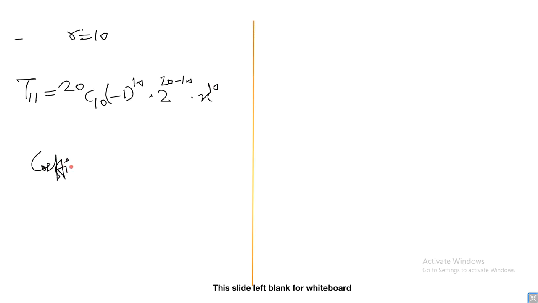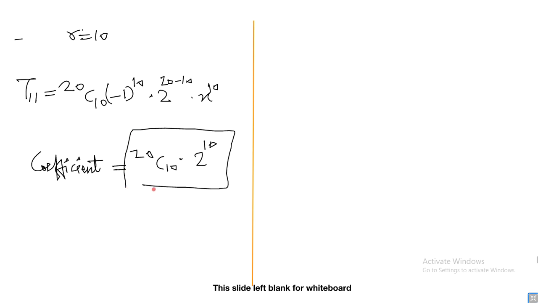So the coefficient will be, I'll just remove the x part. So 20C10, minus 1 to the power of 10, it will be 1, right? And 2 to the power of 20 minus 10 is 2 to the power of 10. So 20C10 times 2 to the power of 10. So this is the answer. You can find out the value of 20C10 from a calculator, and then 2 to the power 10. And if you want, you can find out the exact answer. Okay.